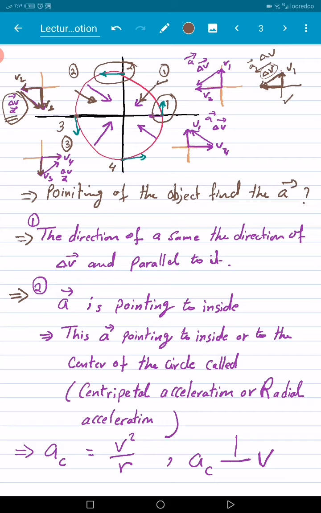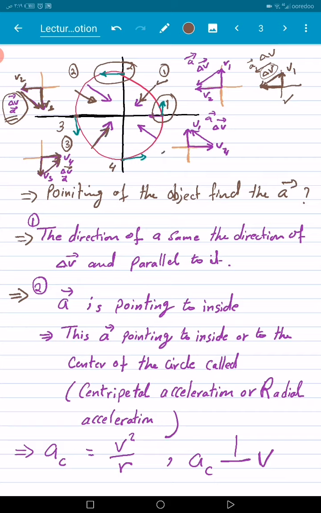That is V3. V4 in plus I hat. That is V4. Where is delta V? That's it. Head to head. Where is the head of the resultant to the final? So delta V. Where is the A?